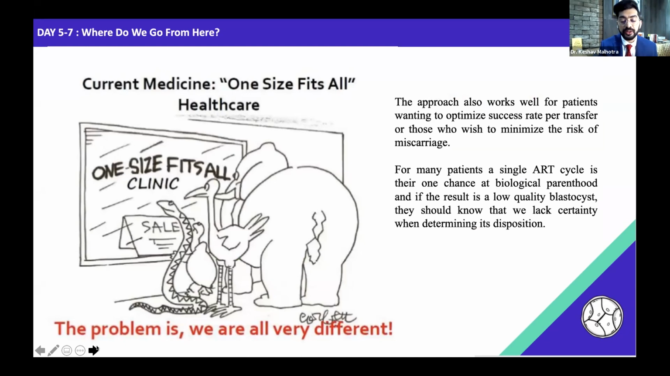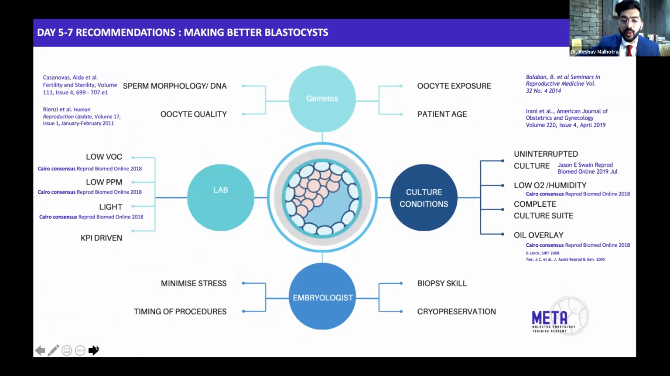We know that each patient is different. We know the embryos from each patient are different. The culture conditions can be different. The media can be different. There are so many factors that can actually affect the development of the embryo, the quality of the embryo, etc. So I've just tried to summarize all of them.